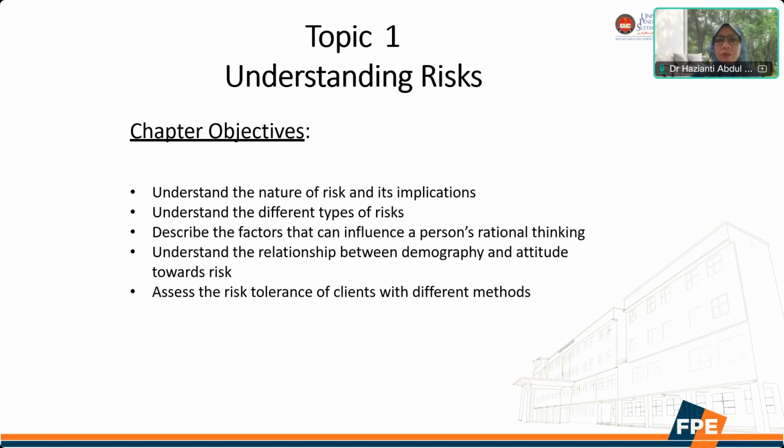All right, so for this week, I will go straight to topic 1, understanding risk. It's quite a short topic, just to introduce to you and to make sure that you understand before we move on to learning about insurance and Takaful. You need to understand risk first.